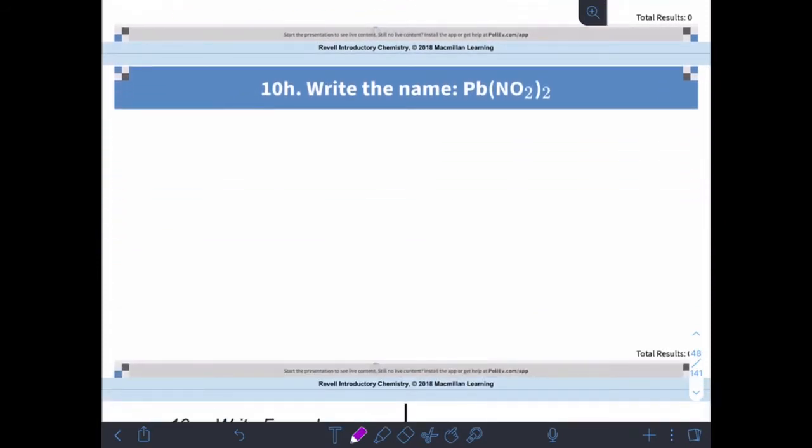Okay, looking at this one. So again, not binary. And notice that we have lead. So remember, lead could be a plus 4 or a plus 2. All right, so we need to use our anion to tell us what the cation charge is. So that particular anion is NO2 minus.